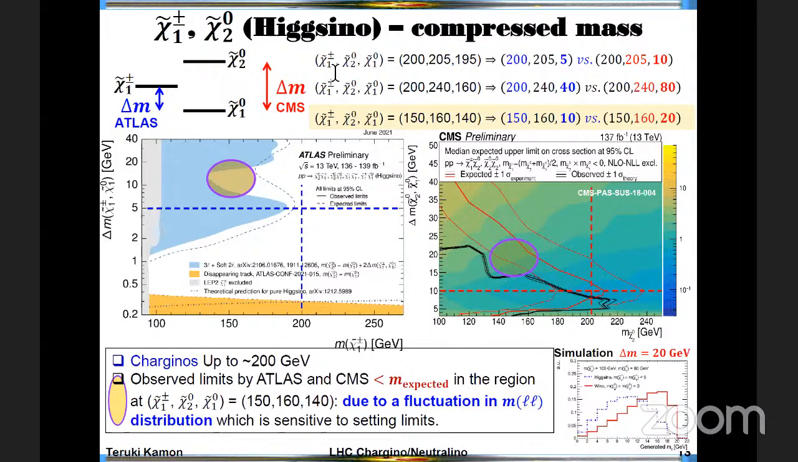So if you look for this particular mass point, chargino 1, neutralino 2, neutralino 1, for this number, it translates to 205 in ATLAS and 205 in CMS, which you can see is a very similar result. And you can also notice in this region of 150-10 or 160-20, CMS has a result with a small excess.